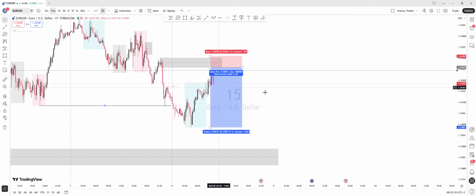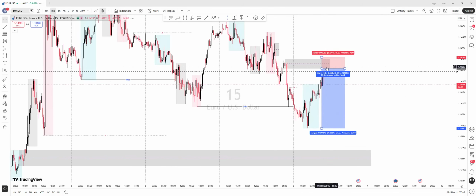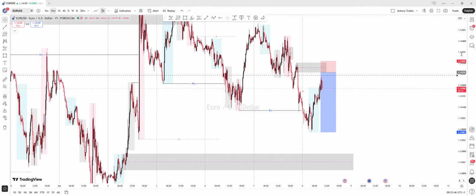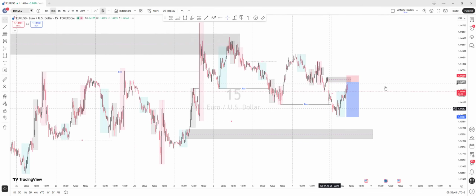So that is my setup on Euro USD. So I'll just be looking to sell to buy. Okay, that is my anticipation. I don't know what you think about this analysis. Let me know in the comment section.